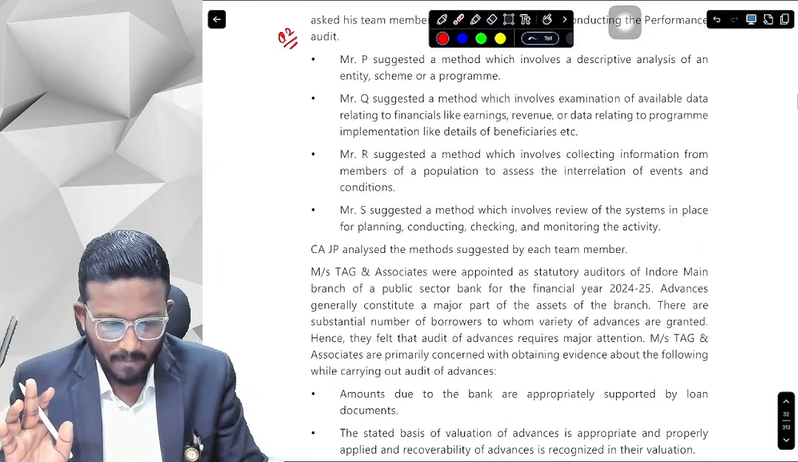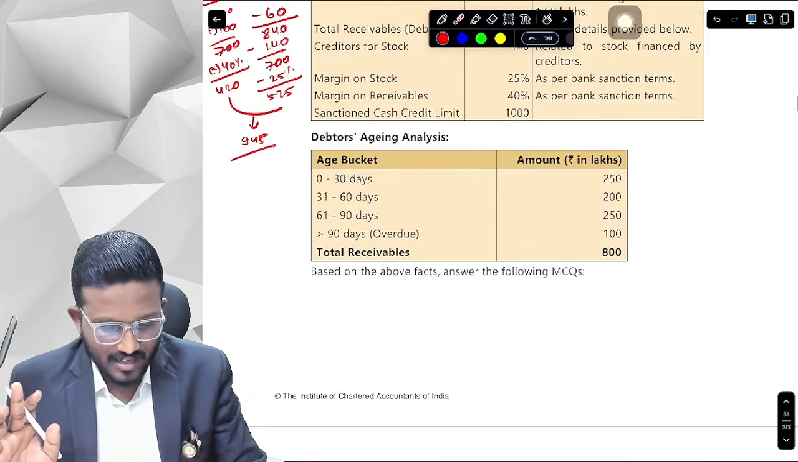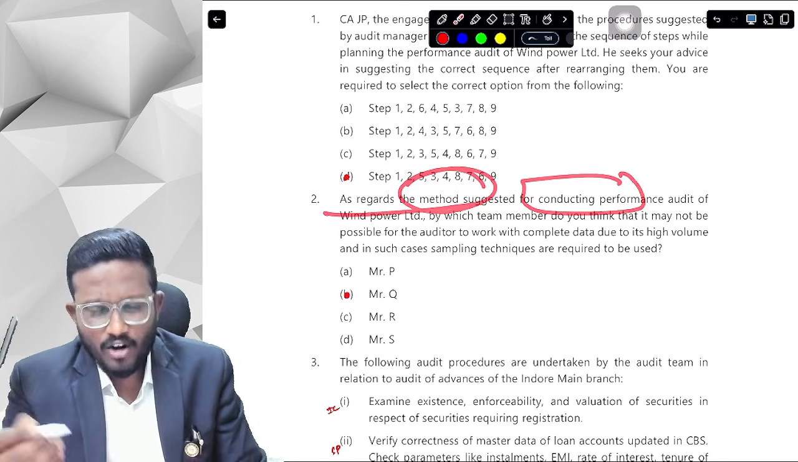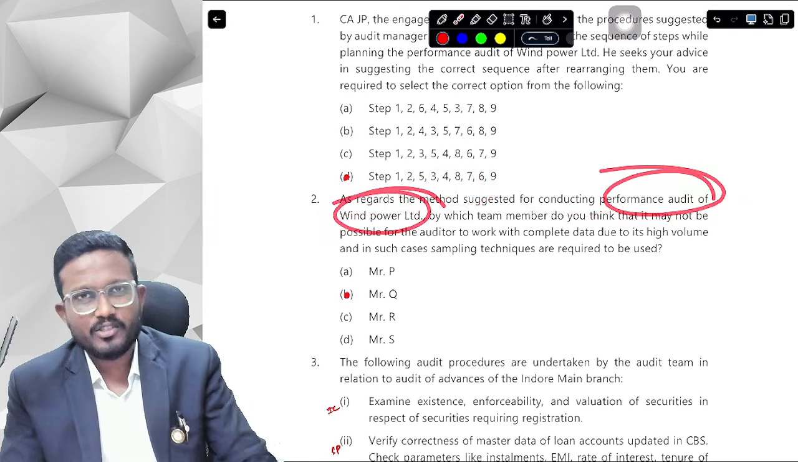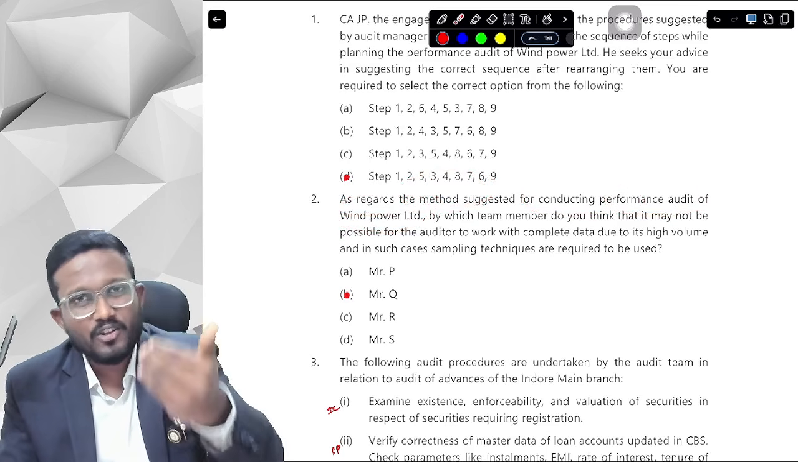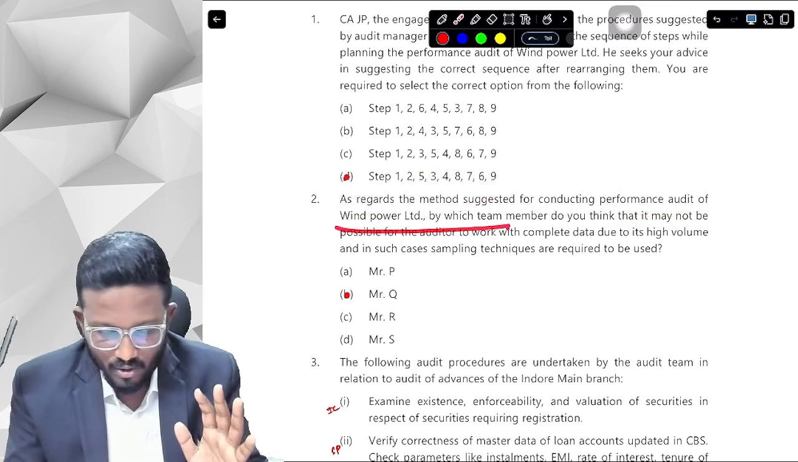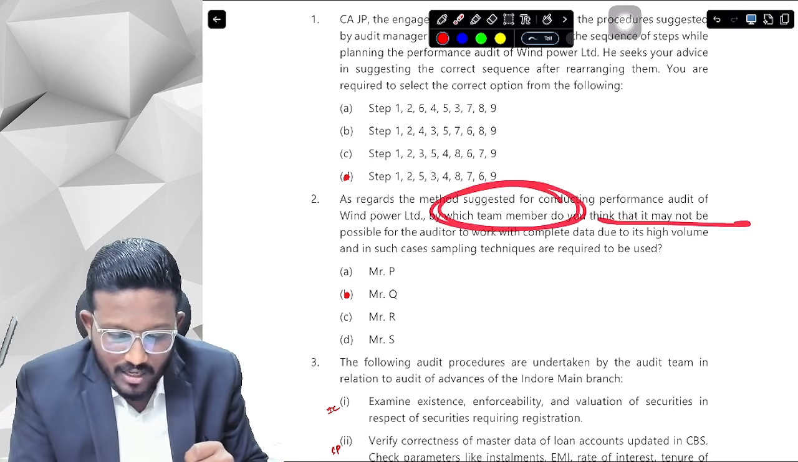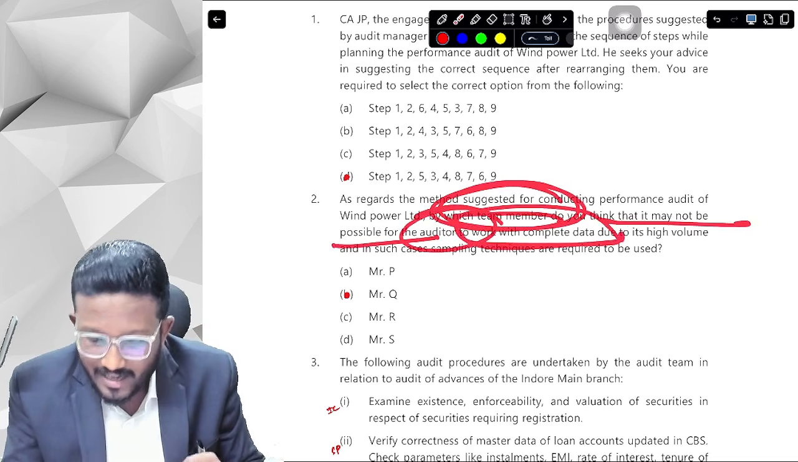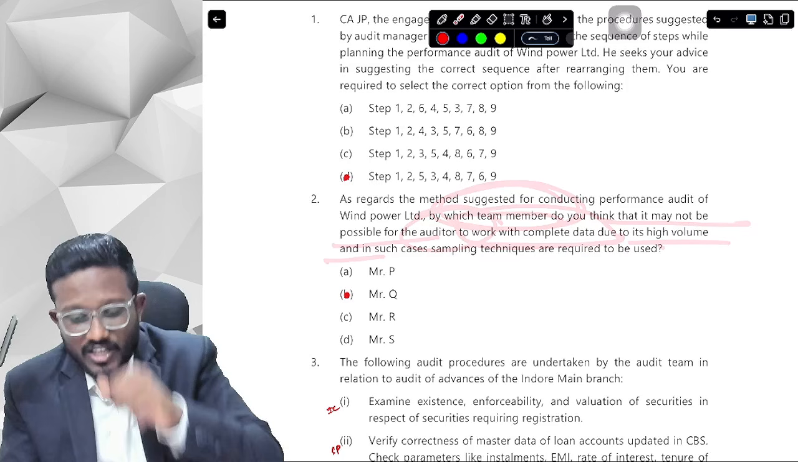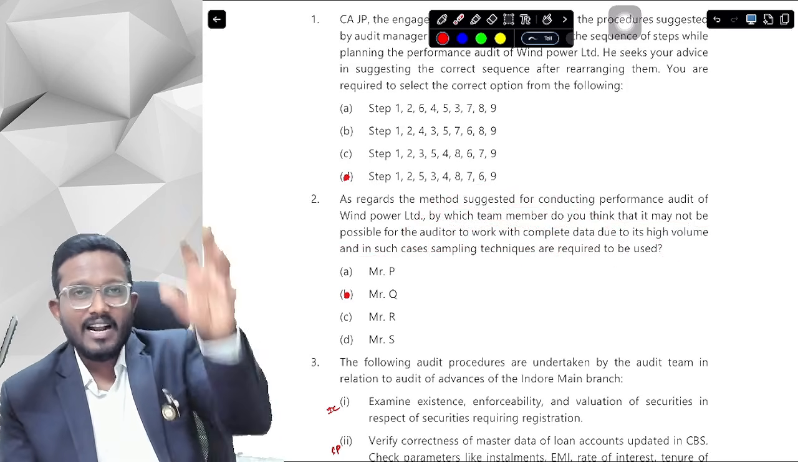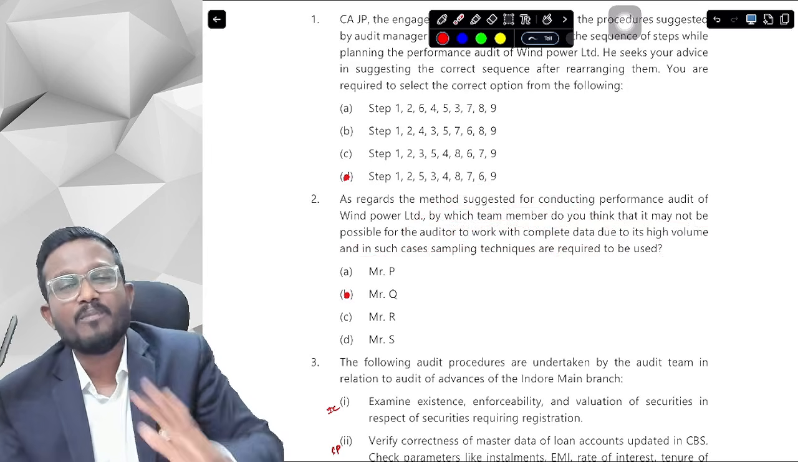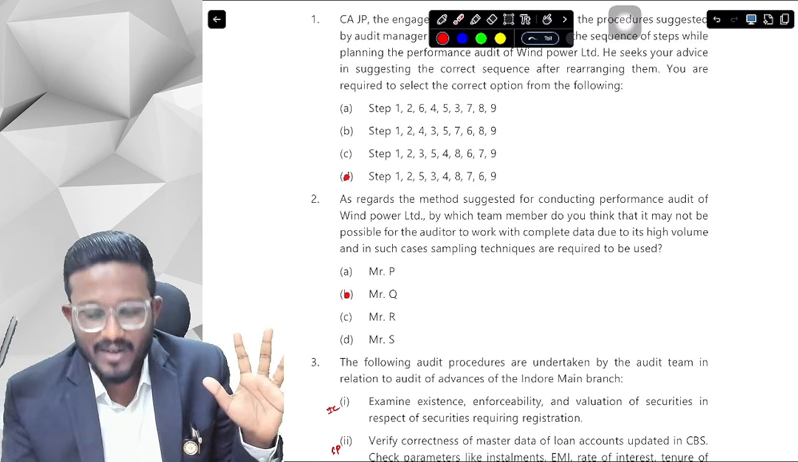Okay, yes, sir. Okay, next question, what does it ask, sir? It is asking, as regards there is a method that is suggested for conducting performance audit of Wind Power Limited. So there are different methods being suggested for conducting the performance audit of Wind Power Limited. Now we need to identify which team member's method may not make it possible for the auditor to work with complete data because it is of high volume, and in such cases sampling techniques are required to be used. So there are 4 team members given here, and we need to identify where we must perform sampling because we will not be able to evaluate the entire data.